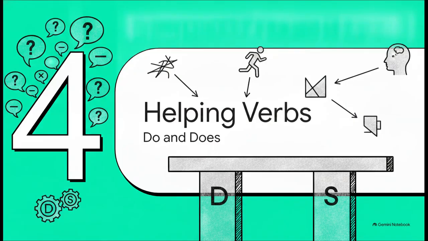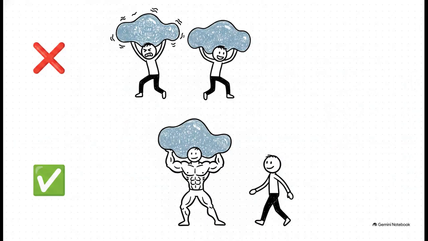Let's look at Section 4, helping verbs, do and does. He does not plays. Okay, this is totally incorrect, but it is easily the most common mistake learners make. Why? Well, think of the word does as a really strong helper. Does has already stepped into the sentence and picked up the heavy weight of the letter S.